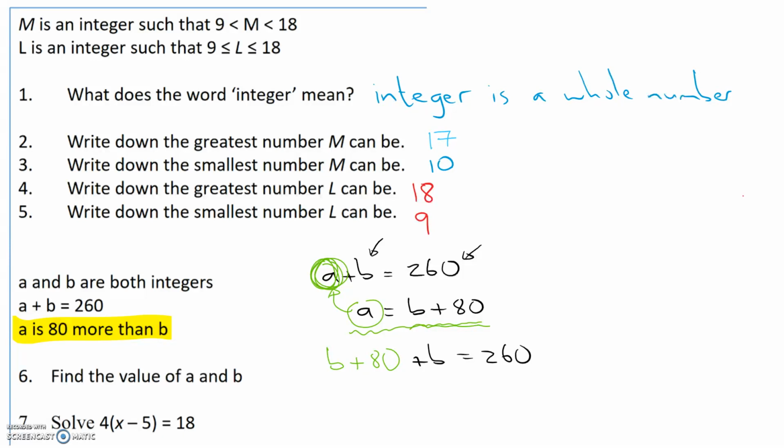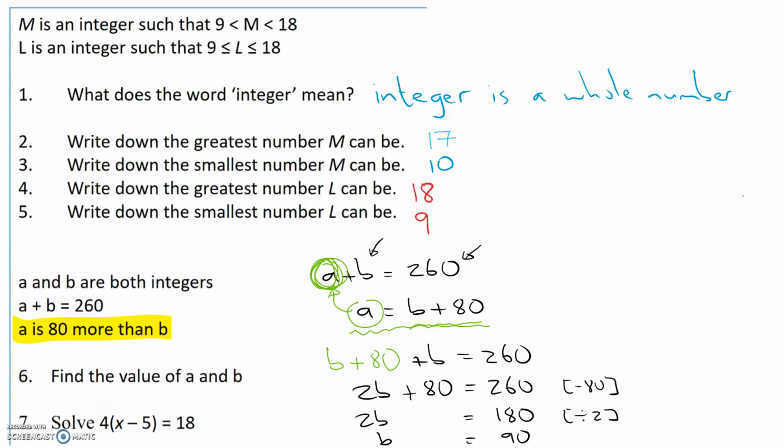Now I can simplify this. I've got B plus 80 plus B. Well, I think that's 2B plus 80 equals 260. And now I've got an equation that we can solve. Okay, so what shall I do to the left-hand side? I think we should subtract 80. If we do that, we'll get 2B equals, I'm going to subtract 80, 180. Okay, what have we got to do then? Well, if we divide both sides by 2, we'll get left with B equals 90. So I think B is 90.